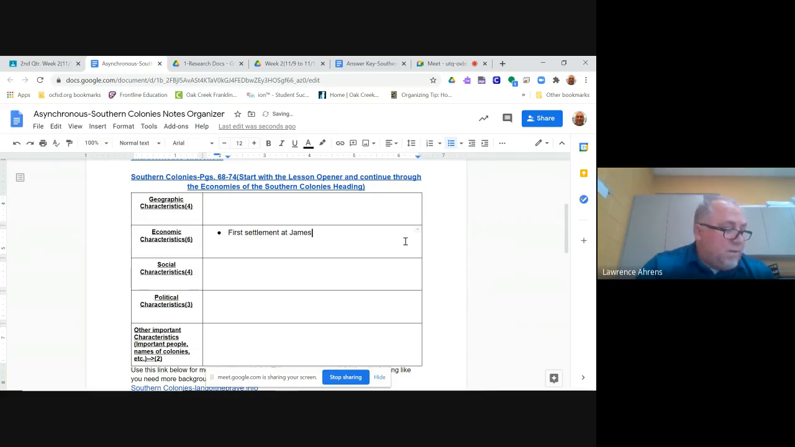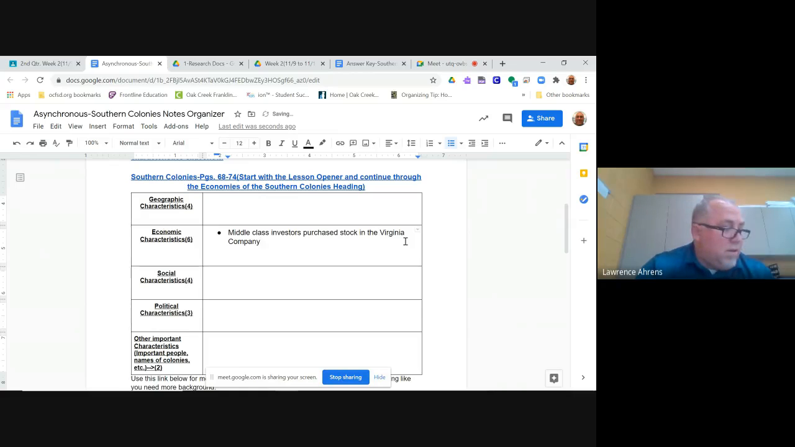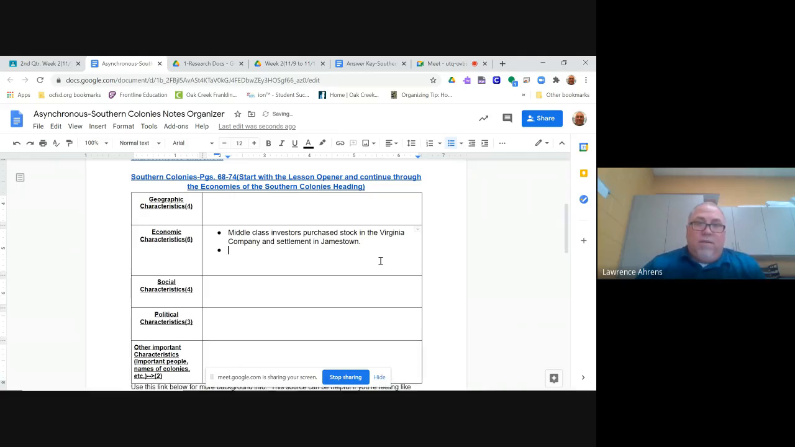at Jamestown, I'm sorry, let me restart that. Middle class investors purchased stock in the Virginia Company and settlement in Jamestown. So this is an economic kind of environment.